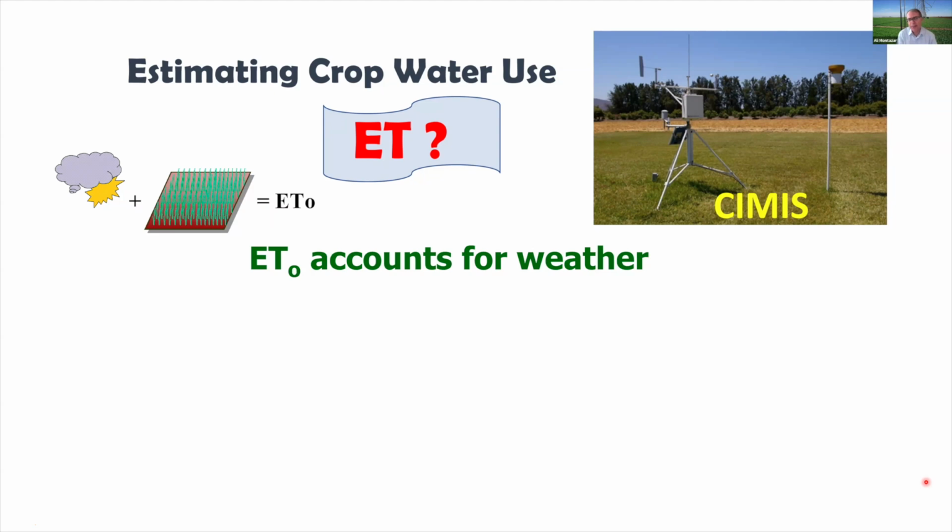Crop water use, or ET. So how can we measure or estimate it, or what is really ET? We have different ETs. One of the very well recognized ETs is ETO, which accounts for weather. It comes from the CIMIS station, the California Irrigation Management Information System.